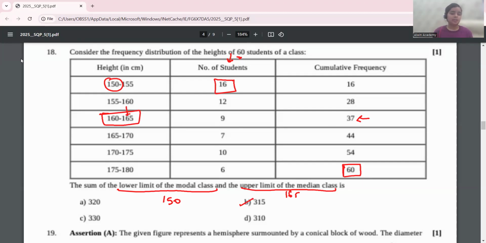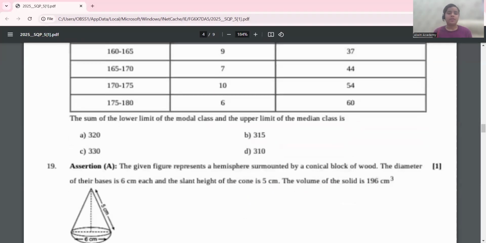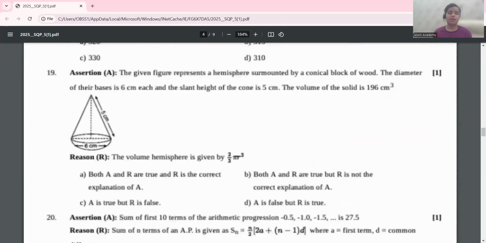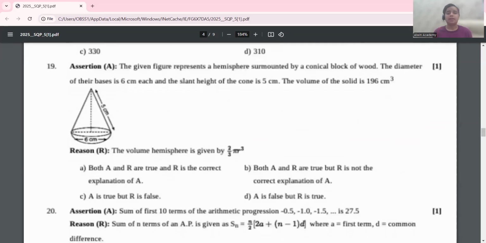Going to the next question. The given figure represents a hemisphere surmounted by a conical block of wood. The diameter of their bases is 6 centimeter each, and the slant height of the cone is 5. The volume of the solid is this. Now, this is a calculation based statement, so let's wait. First, let's check out the reason if the options can be cancelled out. The volume of a hemisphere is given by 2 by 3 pi r cube. This statement reason is correct, so we cannot decide only on its basis. Thus, we move to the calculation part.